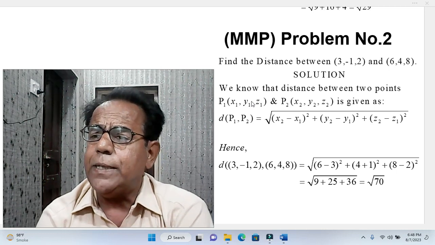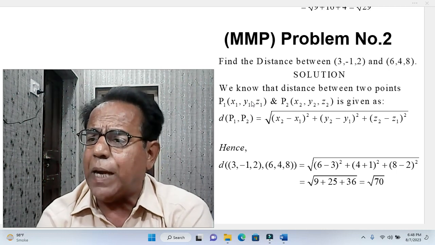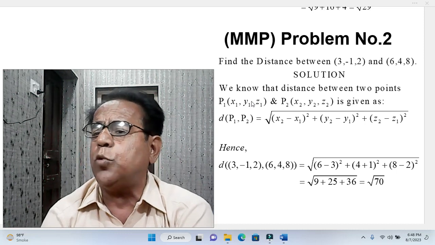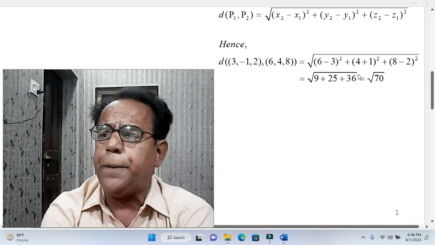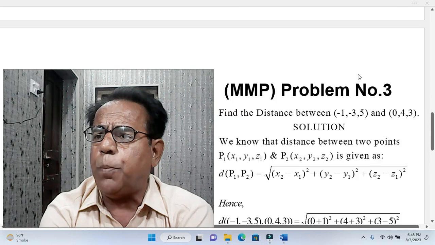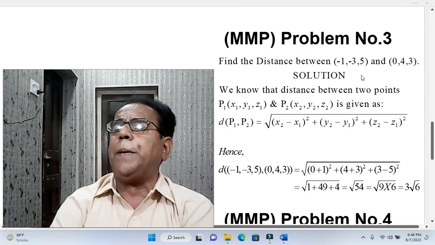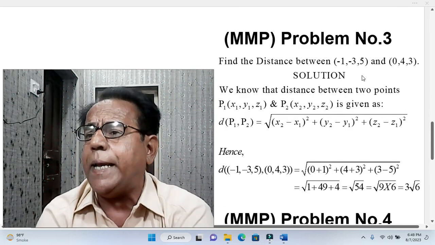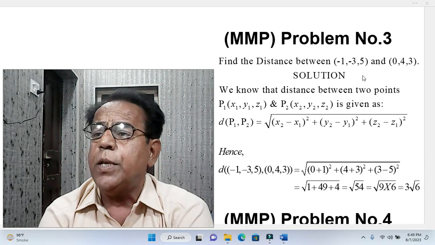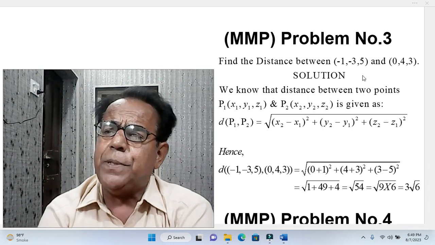After simplification it will become 9 plus 25 plus 36, which is equal to the square root of 70. Okay, now we come to problem number 3. Find the distance between (-1, -3, 5) and (0, 4, 3). Solution as in the previous two problems.